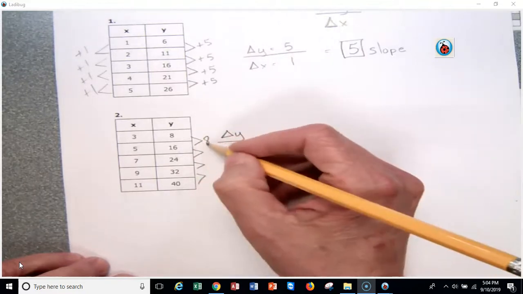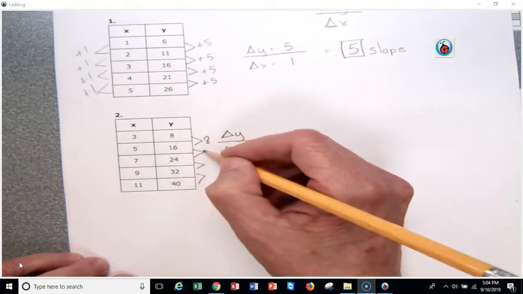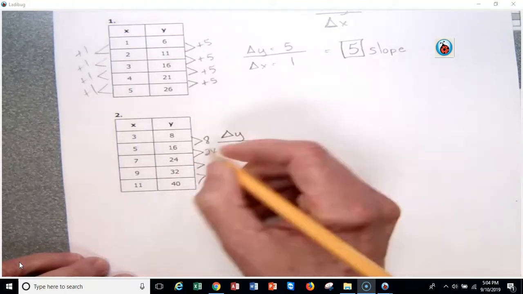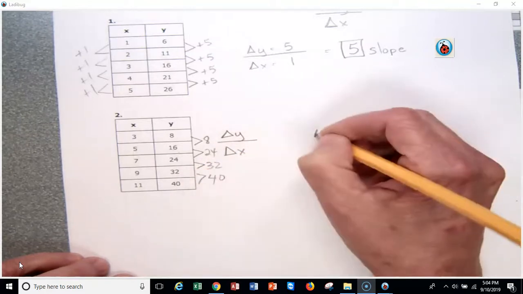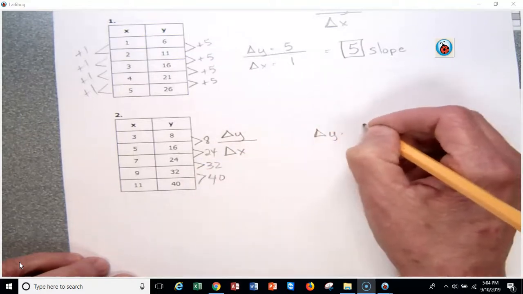And test it. See, 16 plus 8, oh yeah, it's 24. Great. 24 plus 8 is 32, and 32 plus 8 is 40. So our change in y is 8.